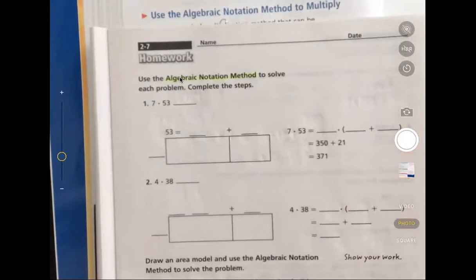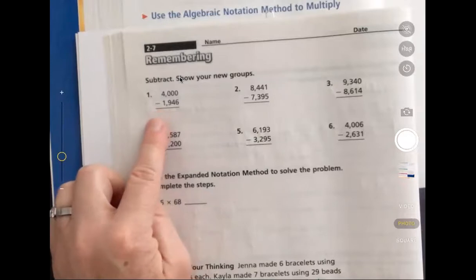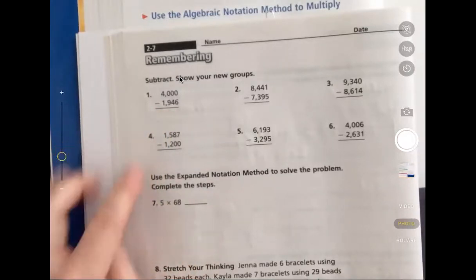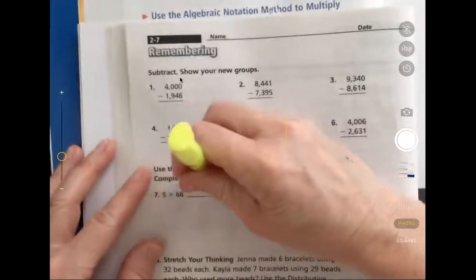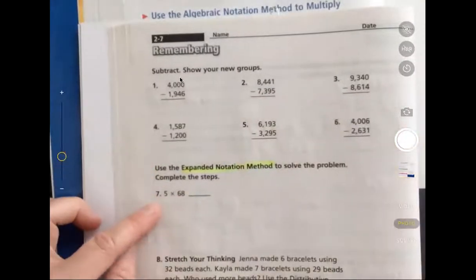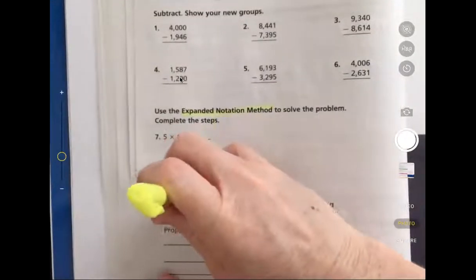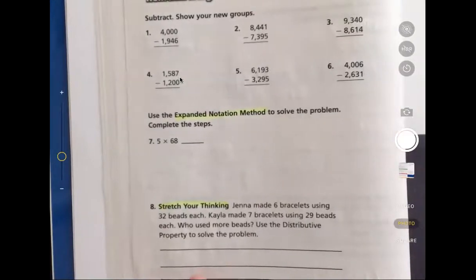All right. As you get on to the back, you're going to have some subtraction practice. Please show all your ungrouping, any new groups, but it's all subtraction. Then you're going to get to solve another expanded notation. Remember, stretch those out. 5 times 68. And then, of course, the fun and hopefully challenging stretch your thinking. So try it, and then we'll talk about that together. All right, have fun.